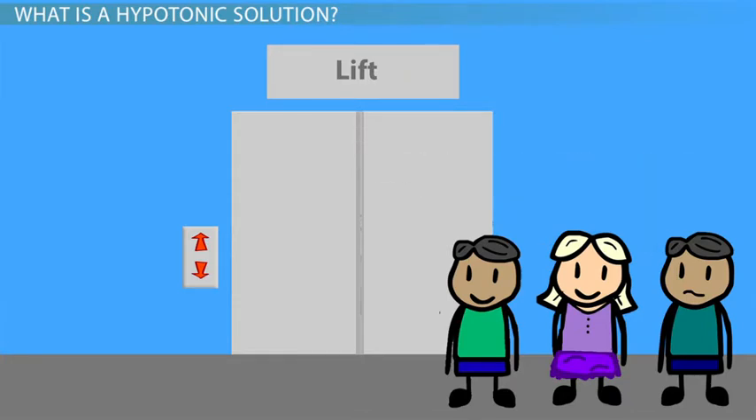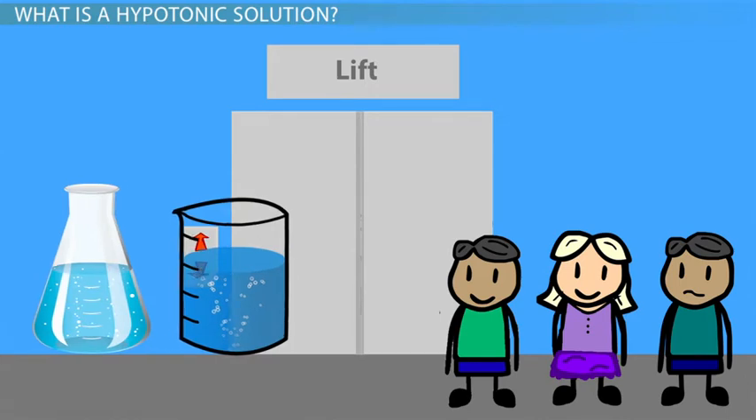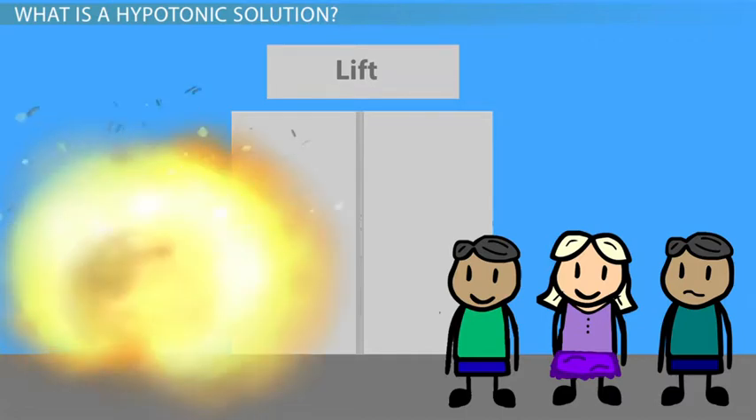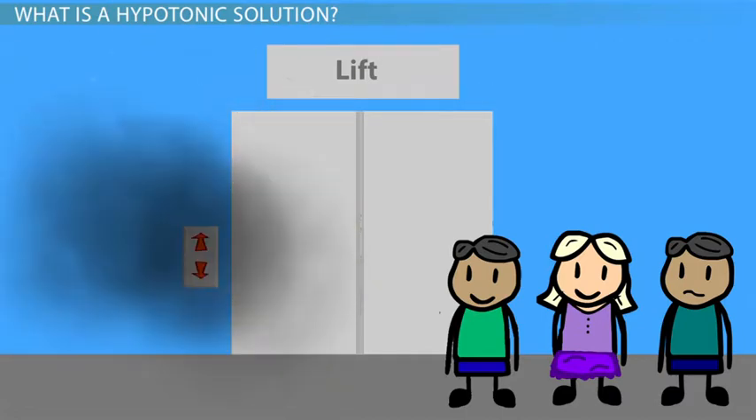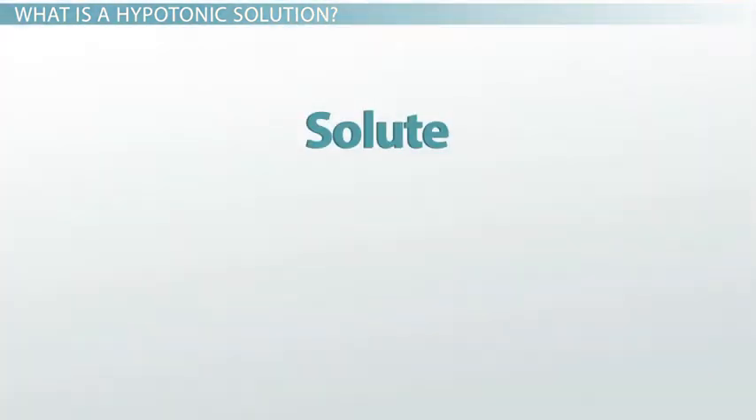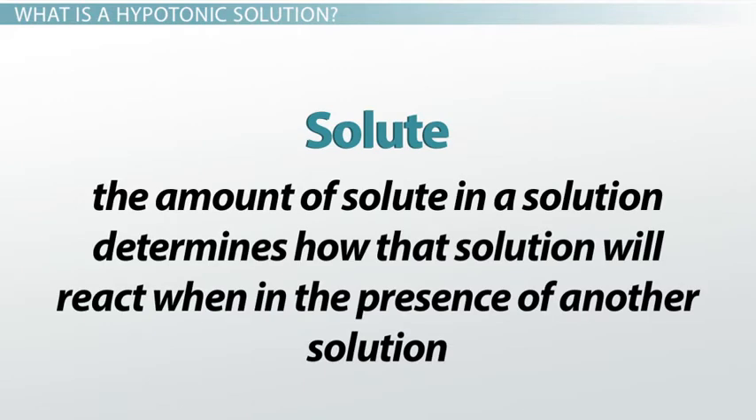This is basically what happens when two solutions meet in biology. The two solutions compare their respective crowdedness to each other, and then each solution reacts accordingly. Sometimes one solution has more stuff crammed into it than the other. We call this stuff solute. The amount of solute in a solution determines how that solution will react when in the presence of another solution.